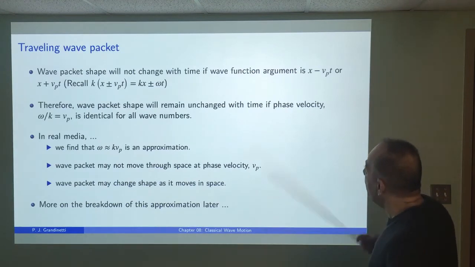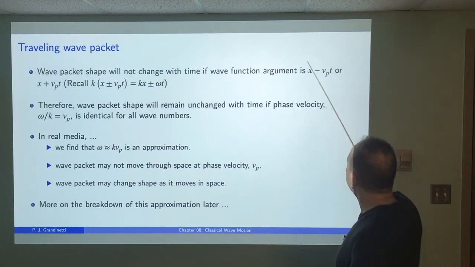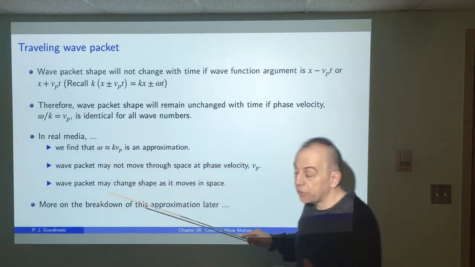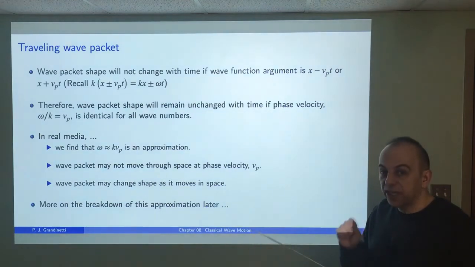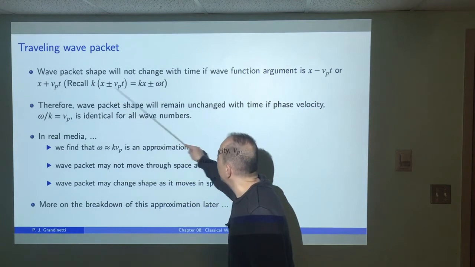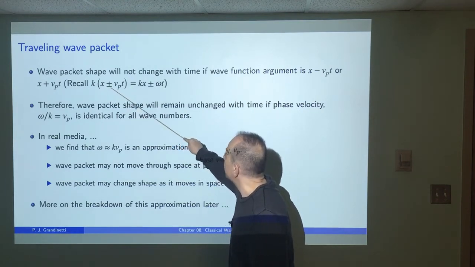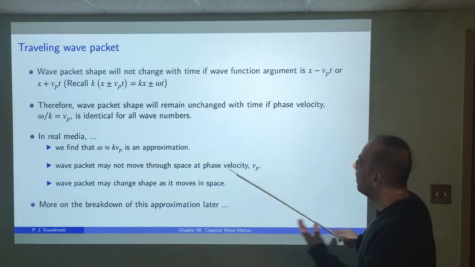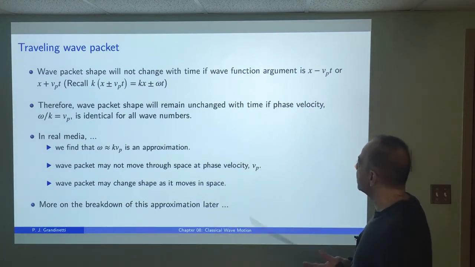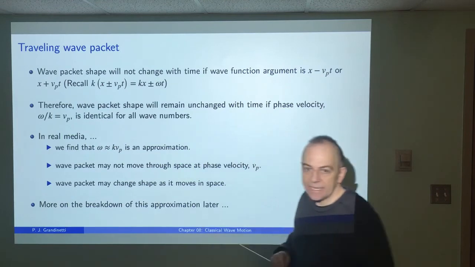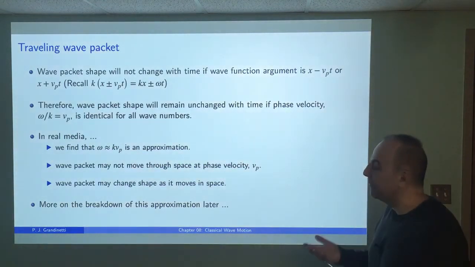Now, when the wave function argument is of the form x minus v_p t or x plus v_p t, we learned earlier that the wave packet will not change shape as it moves forward in time. So remember that we put some definitions here. k times (x plus or minus v_p t) becomes kx plus or minus omega t. So this wave packet remains unchanged in its shape only if omega over k, which is the wave speed, is identical for all wave numbers.